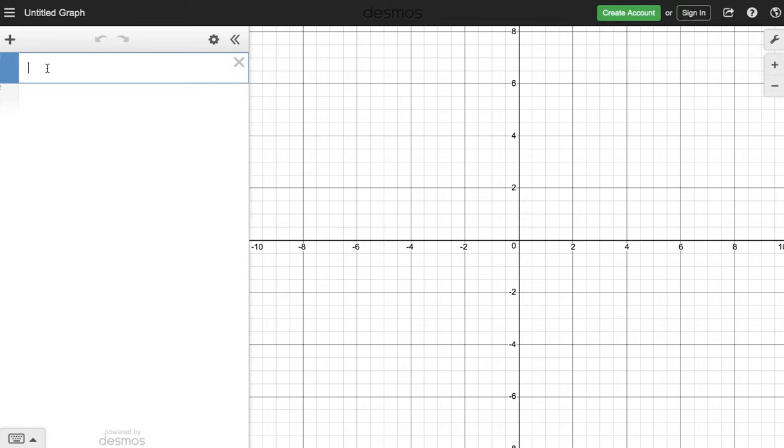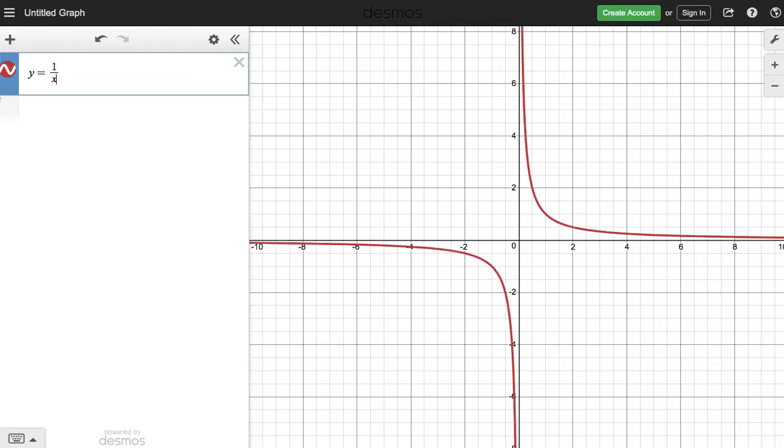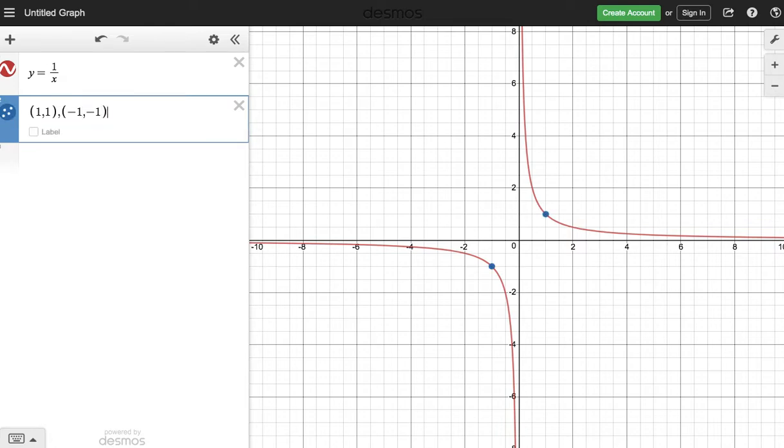You should have completed just the parent function for the 8.3 worksheet, and now I want to help you investigate what the transformations do. So y equals 1 over x is just like the parent function, right? Some points that we see are (1, 1) and (-1, -1).